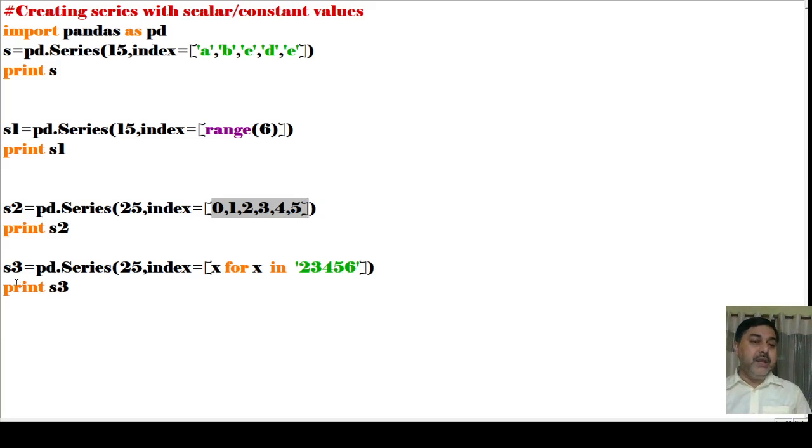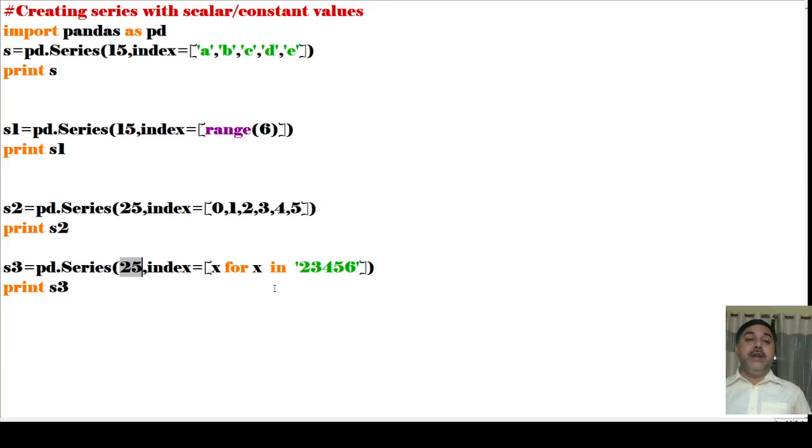Now, the next one is S3. Here I have taken only one value, 25, and indexing X for X in 2 3 4 5 6. That means I am implementing it using a for loop. Also I have given the for loop with certain demarcations. So you can see here four different ways of indexing, or scaling of indexing, that I have done, or a constant value with a scalar index, whatever you say. Whatever way you understand it.